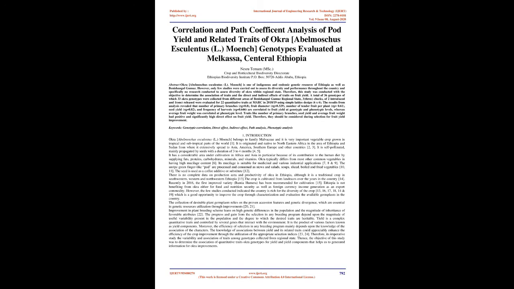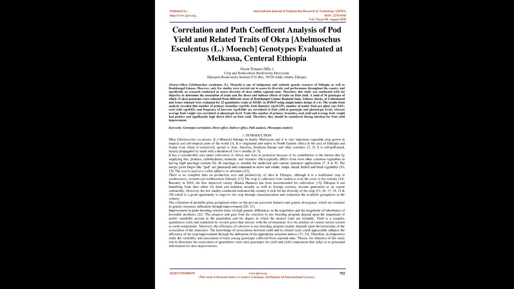It is self-pollinated, mainly propagated by seeds with a duration of 3 to 4 months. It has a considerable area under cultivation in Africa and Asia, in particular because of its contribution to the human diet by supplying fats, proteins, carbohydrates, minerals, and vitamins. Okra typically differs from most other common vegetables in having high mucilage content. Its mucilage is suitable for medicinal and various industrial applications.